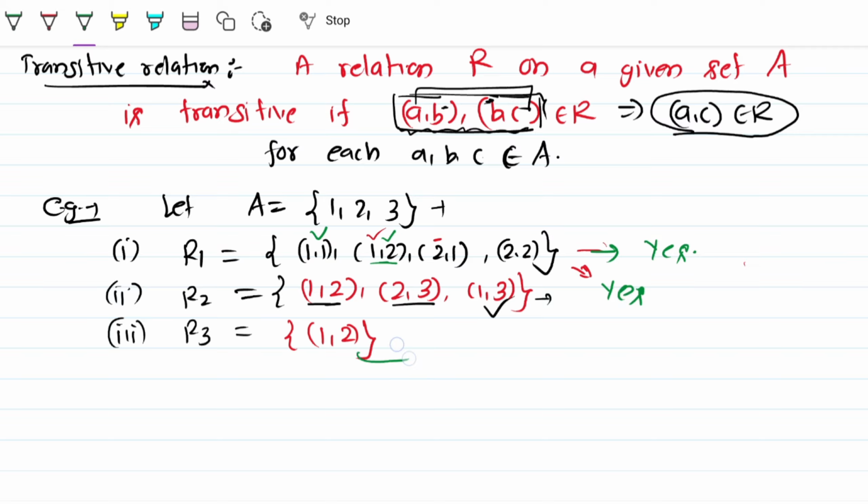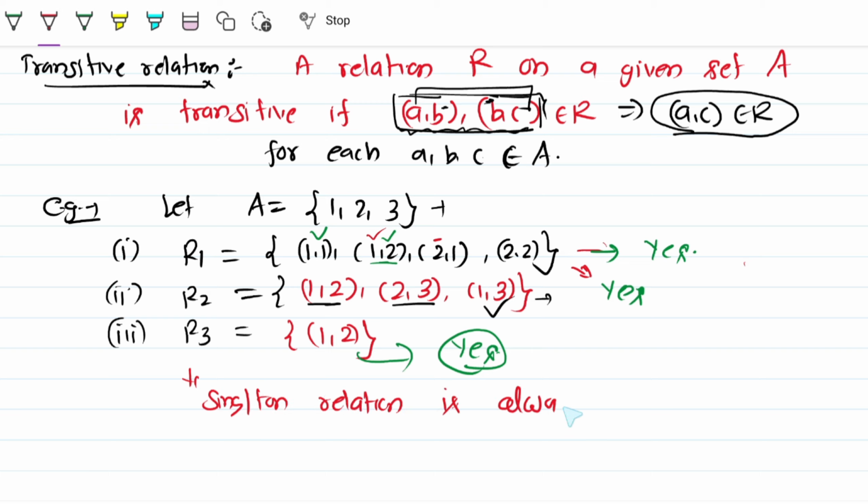Now what about R3? What do you think, is it transitive or not? Yes, it is also transitive. In short you can remember: a singleton relation is always transitive. And why is it transitive?